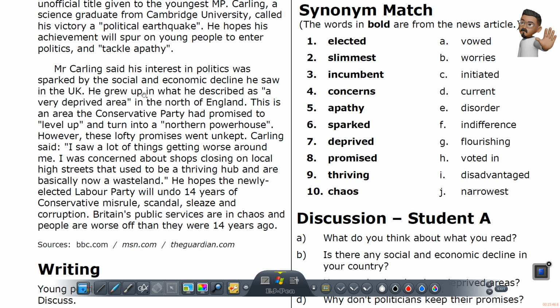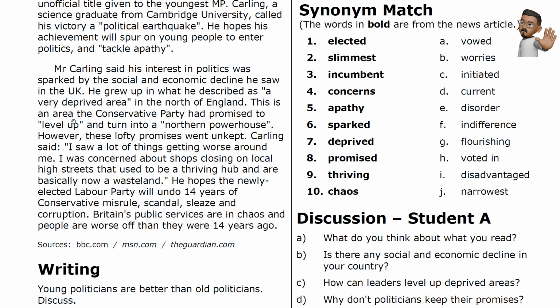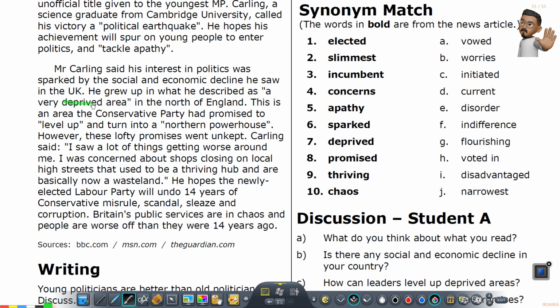He grew up in what he described as a very deprived area in the north of England. What is it, deprive? 고갈시키다. Very good. Deprive. 박탈하다, 고갈. So, what is that? Deprived area, that means like a slum. Guys, you know what slum is? Harlem slum. 빈민가. Slum Harlem. Yeah, in north of England. Go ahead, 같이 계속 읽어보자.